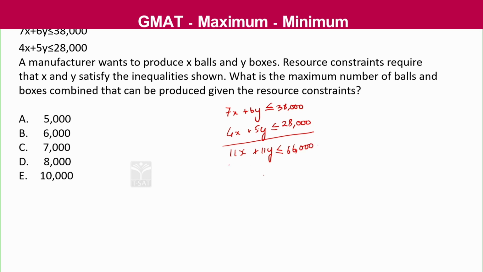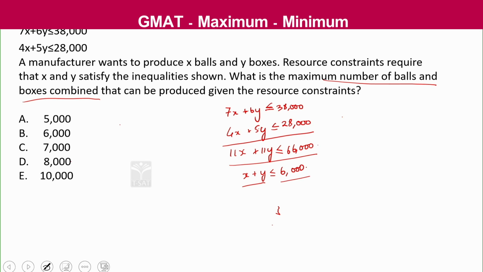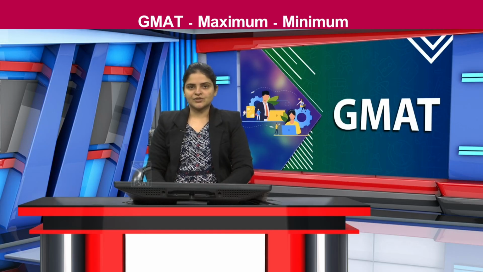If you divide this whole inequality by 11 on both sides, it will remain the same since 11 is a positive number. x plus y will be less than or equal to 6,000. So what is the question asking us? What is the maximum number of balls and boxes combined? That is x plus y that can be produced given the constraints. x plus y is less than or equal to 6,000. So we get the answer as option B. This is our answer. Let's move to the next question now.